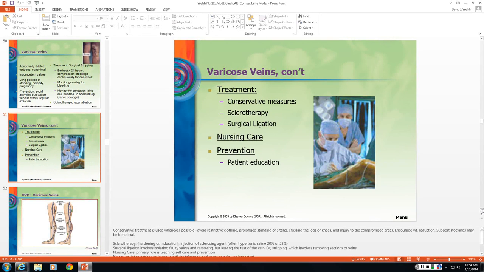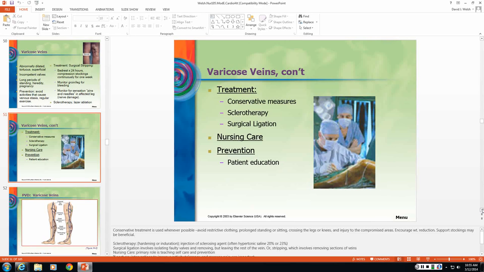Conservative measures are used to treat whenever possible. For non-surgical treatment, you're going to avoid any kind of restrictive clothing, avoid any kind of prolonged sitting or standing, crossing the legs or knees. Try to avoid any kind of injury to the compromised areas. You're going to encourage weight reduction, and you're going to recommend support stockings.